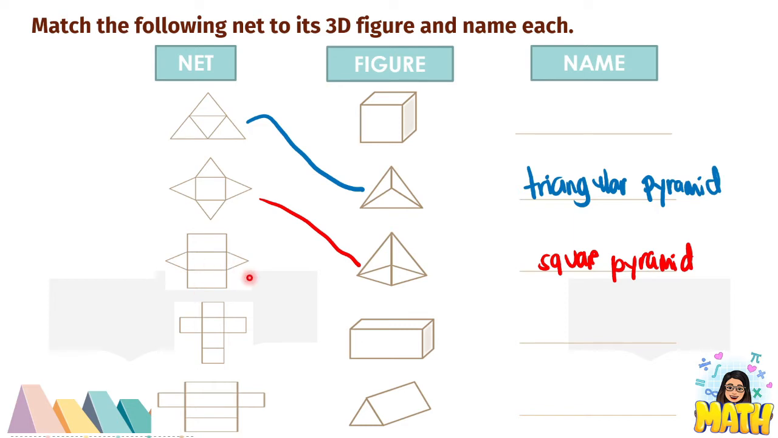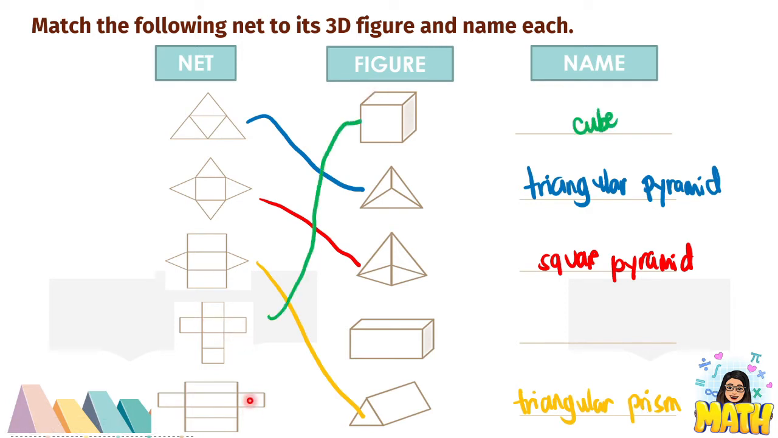For the third one, this is similar to the last 3D figure here. We name it as triangular prism. For the fourth one, we have all squares, and once we connect the edges, we can form a cube. While for the last net, this is named as rectangular prism. So I hope at this point we are now more familiar with the different 3D figures.